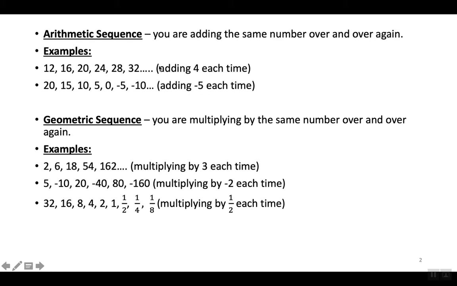Es la misma cosa. Alright, the other type of sequence is a geometric sequence. In a geometric sequence, you're multiplying by the same number over and over again.